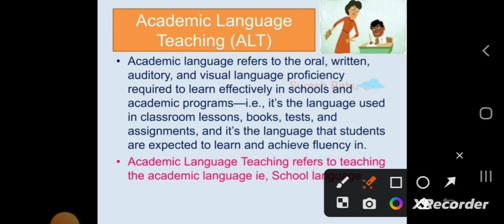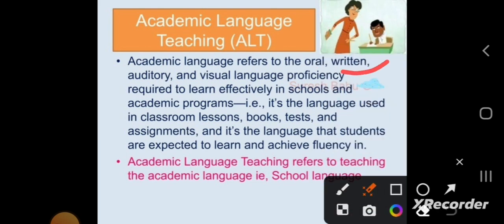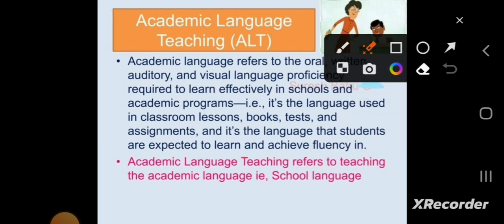Auditory language, comprehending spoken instruction, lectures, and other auditory information. Visual language, interpreting and using visual aids, graphs, charts, and other visual presentations of information. Academic language refers to the oral, written, auditory, and visual proficiency required to learn effectively in school and academic programs. That is, it's language used in classrooms, lessons, books, tests, and assignments. It's the language that students are expected to learn and achieve fluency in. Academic language teaching refers to teaching the academic language, that is, school language.